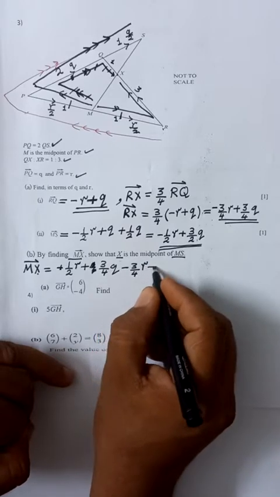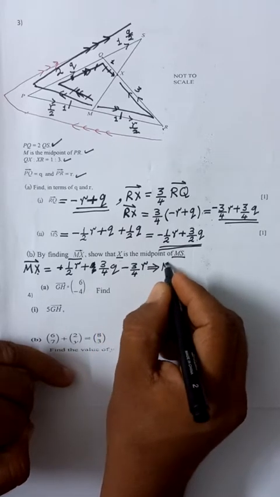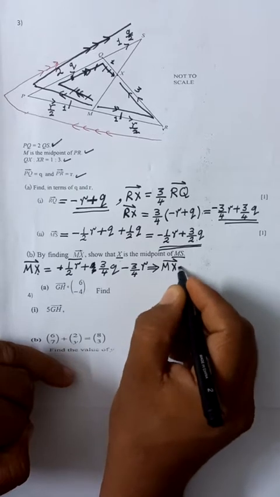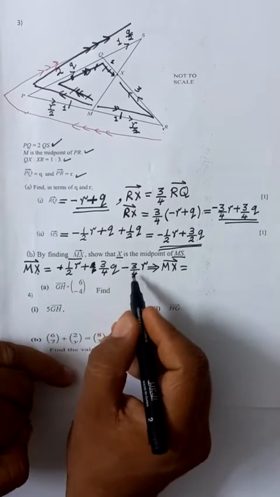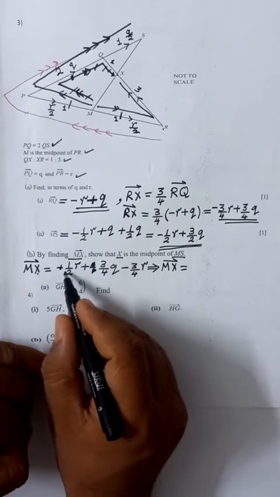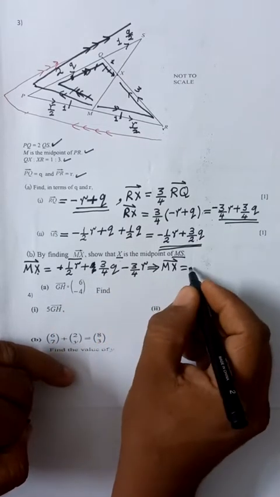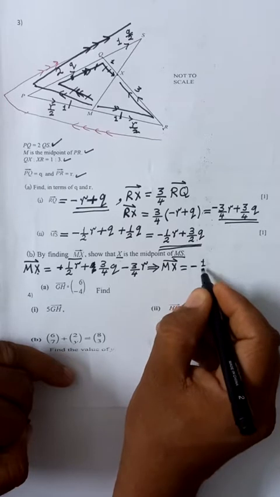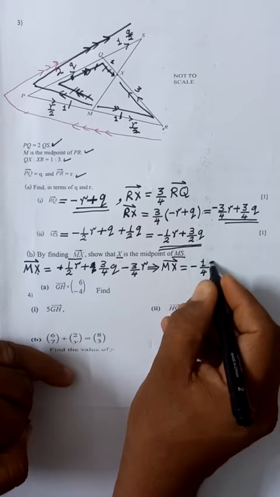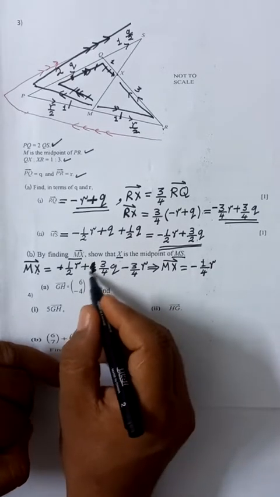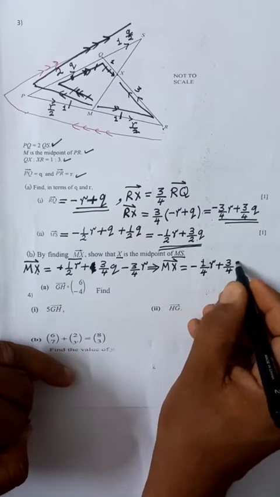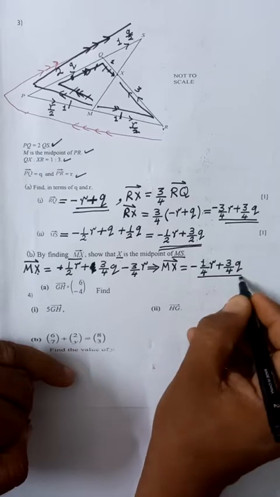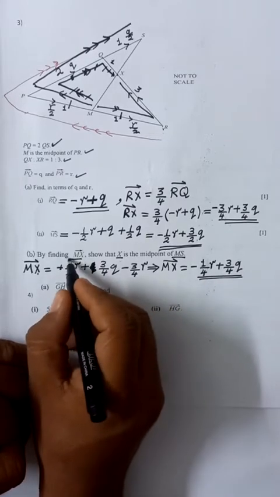Okay, let us try to combine the like terms together. So mx here equals what? Equals half r minus 3/4 r. So half minus 3/4 is negative 1 over 4r plus 3 over 4q. This is the answer of what? mx. Okay, now I found mx.